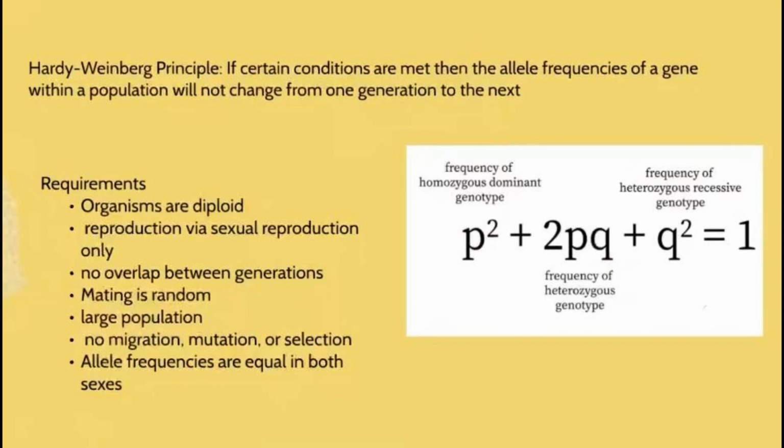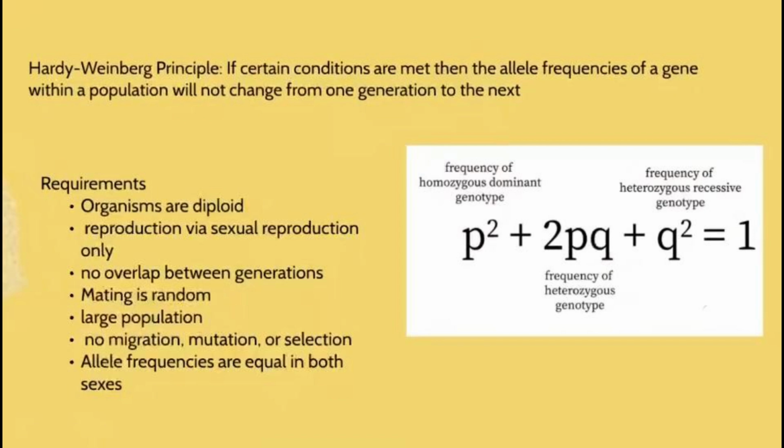We're now going to talk about how we use the Hardy-Weinberg principle to make calculations. The equation that we use is p squared plus q squared plus 2pq equals 1. Now I'm going to talk about what exactly each of these things means.